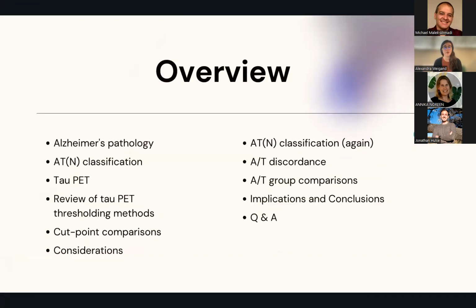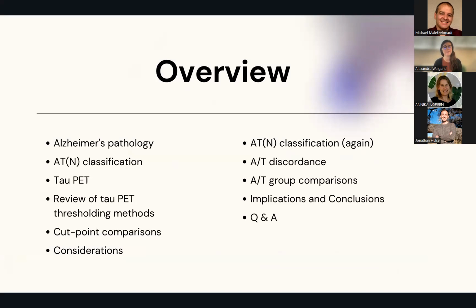So just as a general overview, I'm going to start with some background on Alzheimer's pathology and how that relates to ATN classification, talk a little more specifically about tau PET, which is the methodology that I used in the two studies I'll be discussing today. Then I'm going to go through a review of existing tau PET thresholding methods pretty briefly, discuss some comparisons of specific cut points using different methods, and then considerations for this research.